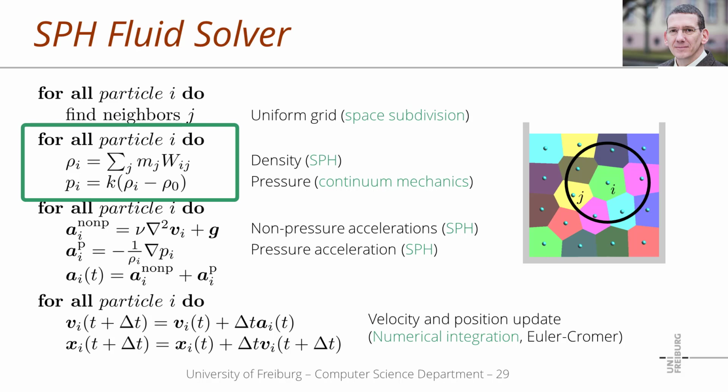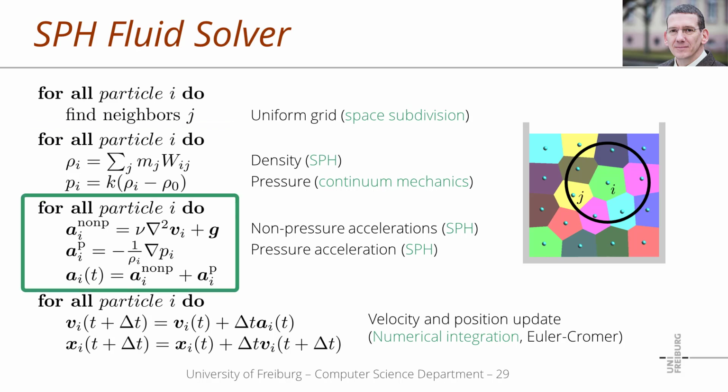From the actual density at a particle, we can compute the density deviation or compression, which is the difference between current density and rest density. Then we multiply this deviation with a coefficient k, which is user-defined, and we end up with the pressure p at particle i. Now, based on these prerequisites, we compute accelerations at the particles.